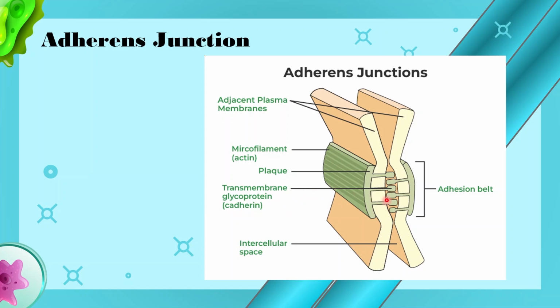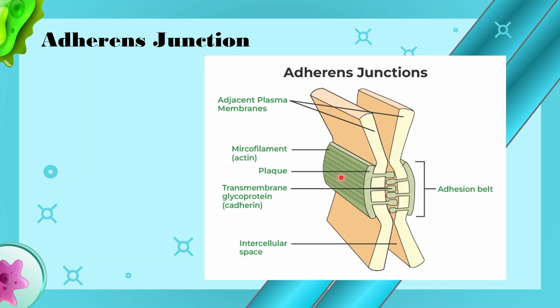And then the cadherins, which is the transmembrane glycoprotein right here, is bound to something on the cytoplasmic side of the membrane, which is known as catenins. Now, the catenins form a plaque, as you can see here, and this plaque is bound to actin, which forms something known as the terminal web. Now, so let's break it down from the top again. We have cadherin binding to catenin, forming a plaque, binding to actin filaments, forming the terminal web.